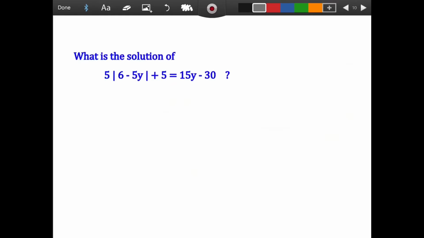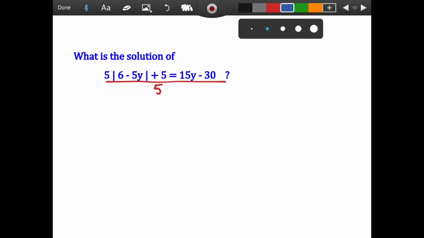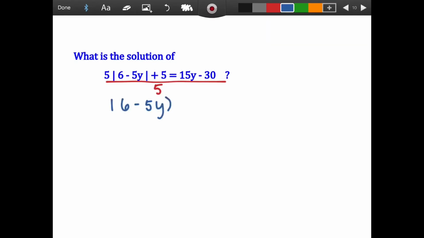So we have, what is the solution of 5 times the absolute value of 6 - 5y, plus 5 equals 5y - 30. So notice all of our terms right now are divisible by 5. So we can start by dividing everything by 5 before we move using any addition or subtraction. When we do that, we get the absolute value of 6 - 5y plus 1 equals 3y - 6.